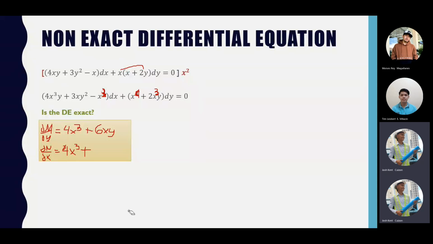Okay, sorry for that. So again, we will just do this one at a time because there was an error in the PowerPoint. So 4xy times x squared becomes 4x cubed y plus 3y squared times x squared, 3x squared y squared. I made a mistake. Minus x times x squared is x cubed. In here, x squared times x squared, x to the 4th, plus 2y times x cubed, x squared.